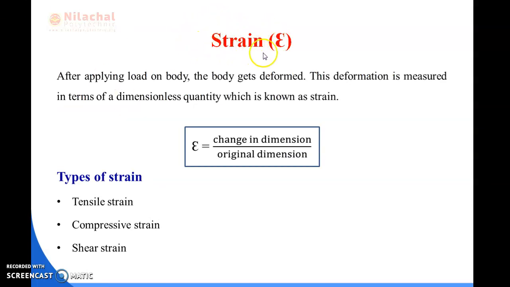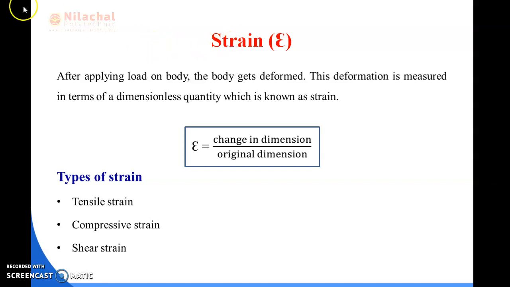Okay, now come to the strain part. What do you mean by strain? Strain is the ratio of change in dimension to the original dimension. Whenever a body is subjected to a loading system or a force, the body tends to some deformation and deflection. That means some changes will be there in the body. The amount of change divided by the original dimension is known as strain.